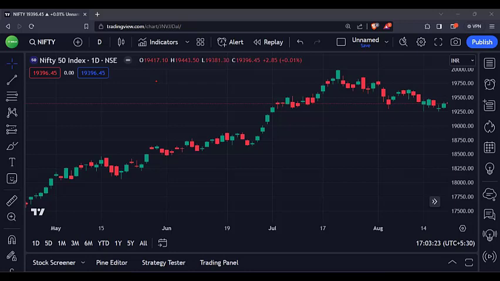Hi. Today we will cover an exciting topic in Pine Script. What if I want to draw a line from the left side of the visible chart to the right side of the visible chart? Yes, this is possible in Pine Script very quickly.